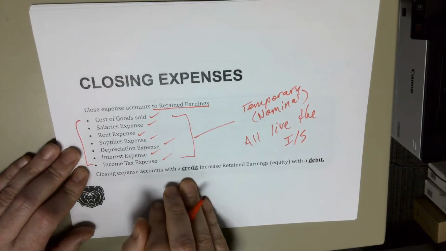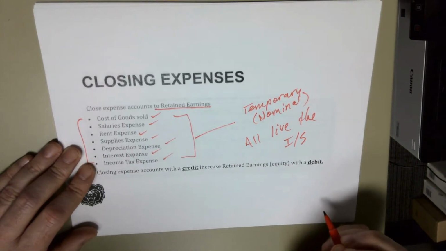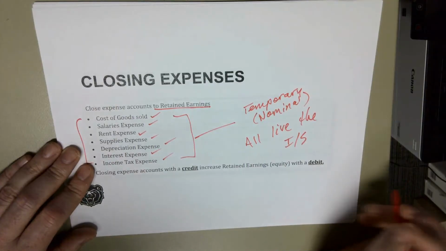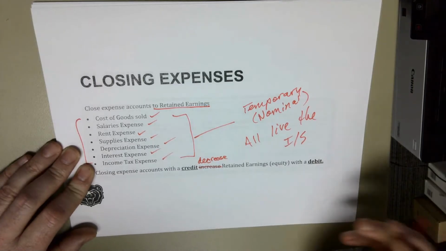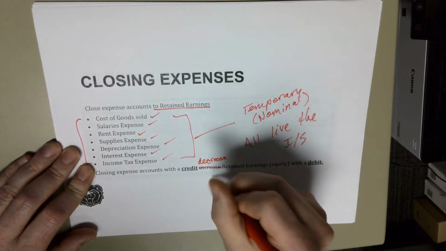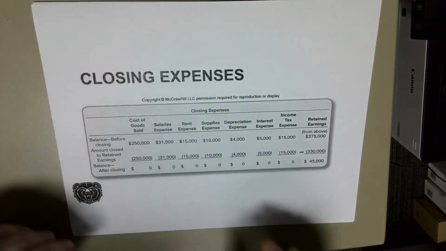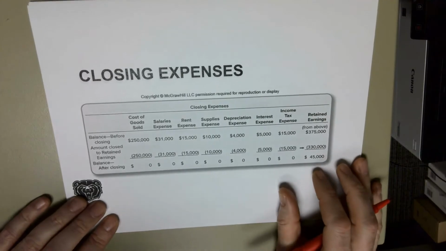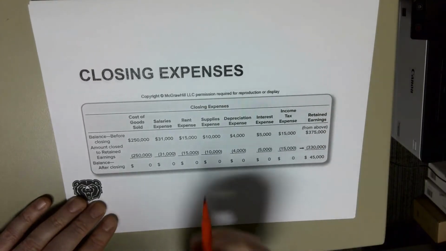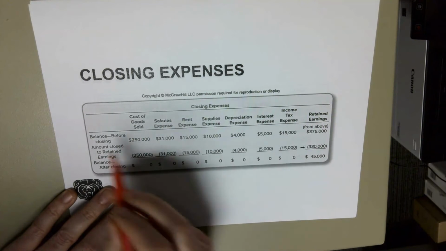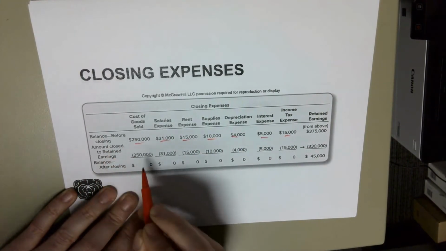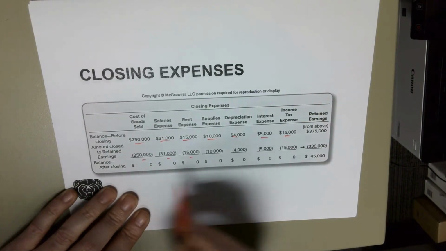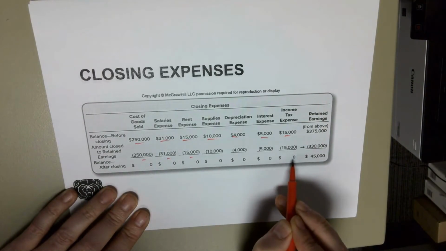Now, once again, I'll just remind you, we're going to close these expense accounts with a credit, and we're going to decrease retained earnings equity with a debit, right? We're going to decrease it with a debit, okay? So, closing some expenses. Now, this is a lot to look at. This looks very confusing when you first see it, but all we're doing is we're listing each one of those expenses, their beginning balance, right here, and then the amount we're going to close, which is all of it, and then their ending balance, $0, okay?